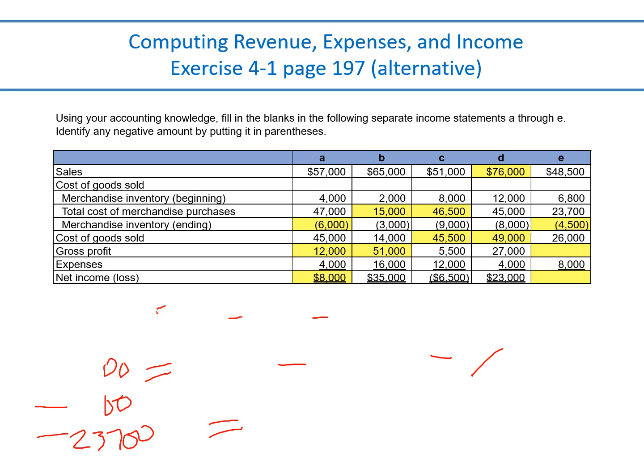And then if we know our sales are 48,000 less our cost of goods sold of 26,000, means our gross profit is 22,000 less 8,000 of expenses, 14,000. So hopefully you did well on those.